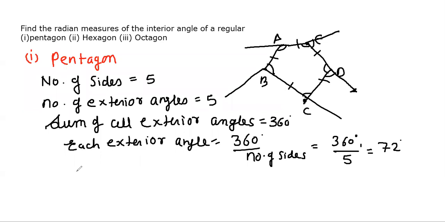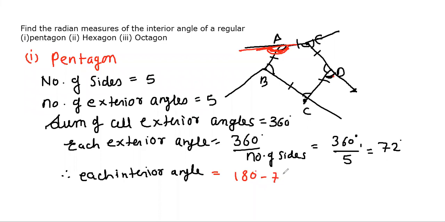Yes, sir. 72 degrees. Now, if I ask you each interior angle, see, the exterior angle and interior angle together. Let me take another color, red. See here on A, this is the exterior angle of A and this is the interior angle of A. If I add both of them, they become a straight line. Now, the measure of a straight line is always 180. If the exterior angle is 72, the interior angle would be 180 degrees minus 72 degrees. Remember this, okay? So, what is 180 minus 72?